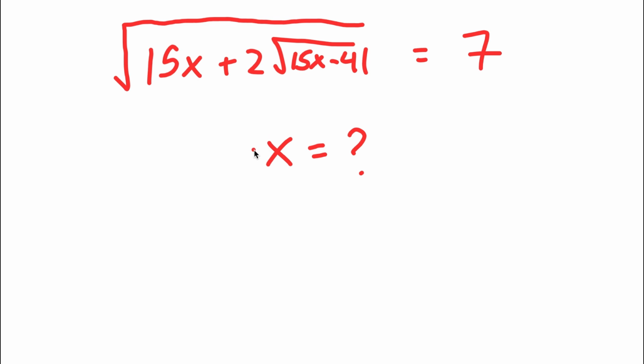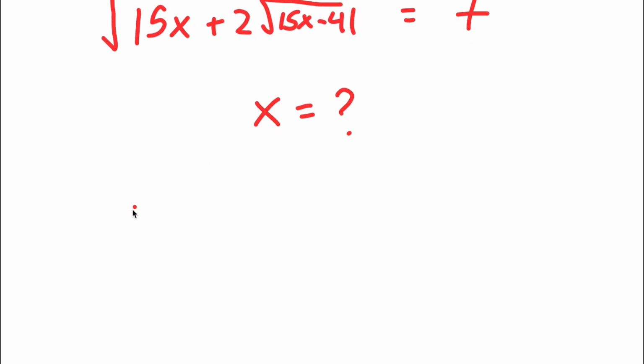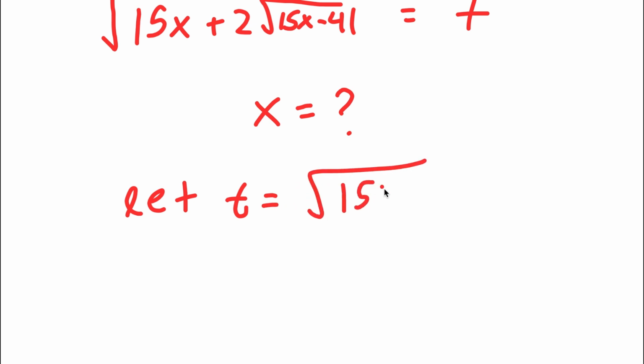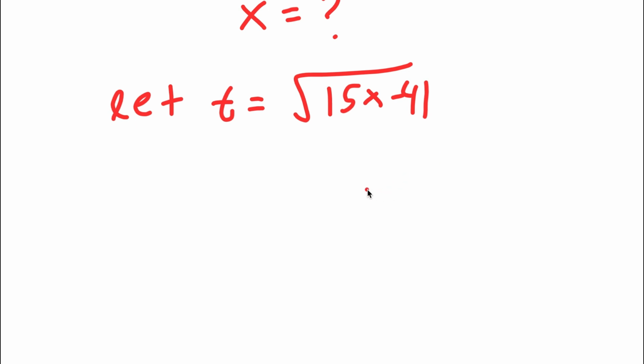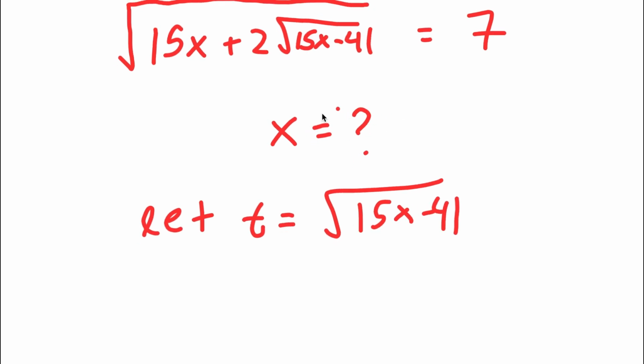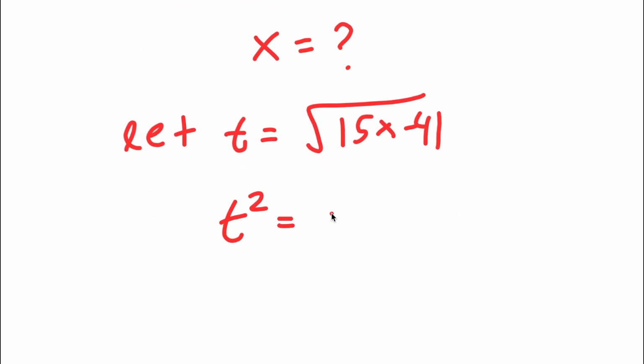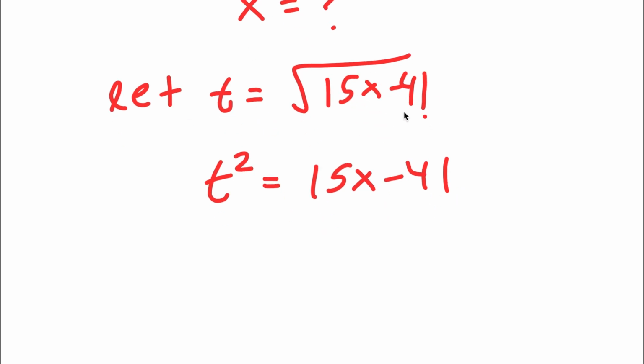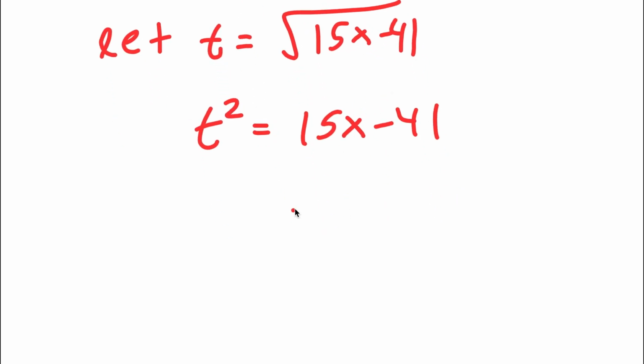What I'm going to do is first let the variable t equal the square root of 15x minus 41. This is just so that we can simplify this a little bit, make it less complicated. So this means that t squared is equal to 15x minus 41, because the square root of something squared is just what's inside the square root. By rearranging, t squared plus 41 is equal to 15x.